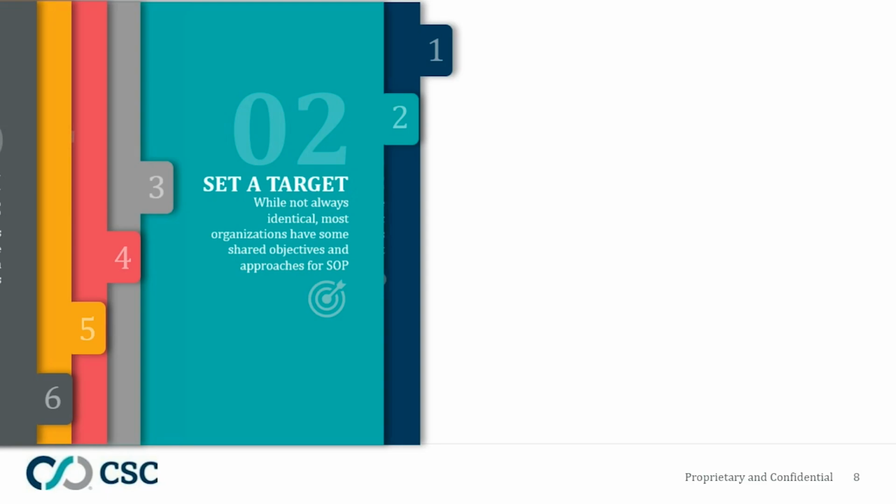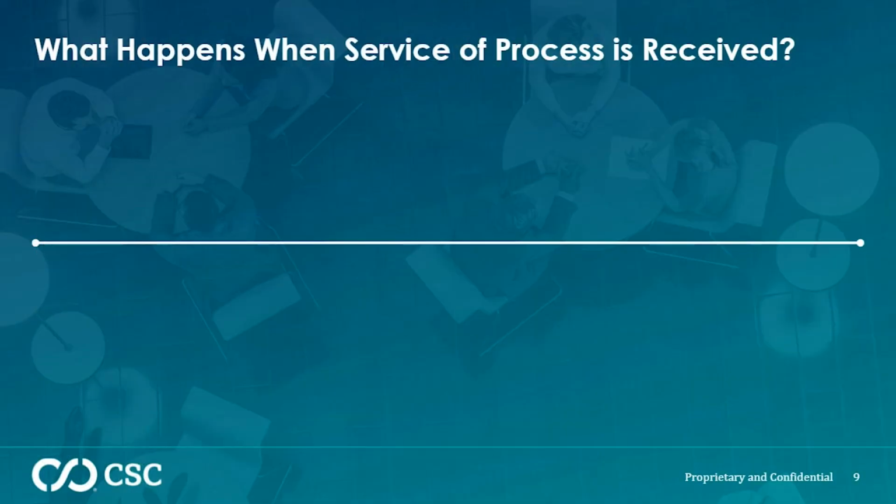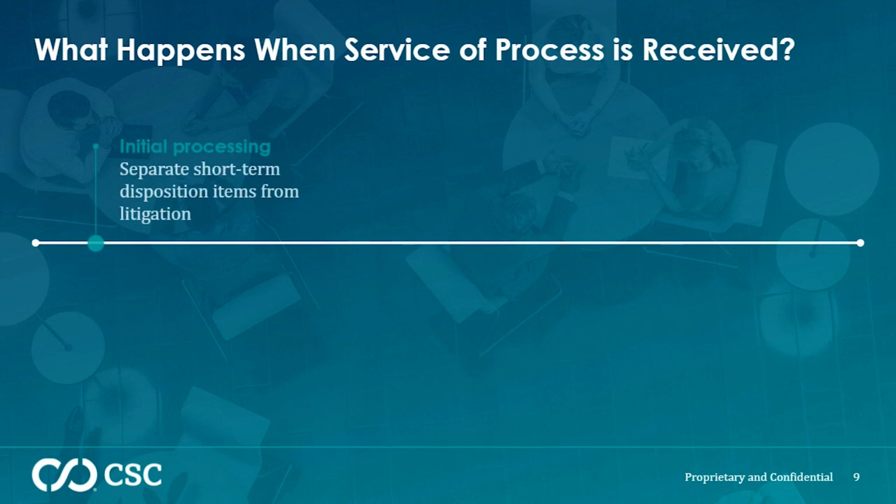So while every organization has their own nuances, and depending on their profile in terms of volume and complexity and the type of service or process they're receiving, things may be a little different, I think generally speaking it comes down to a handful of critical elements. The first: you've got to get the document to the person that needs to take that initial action.